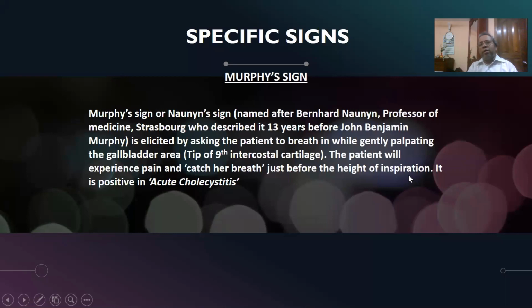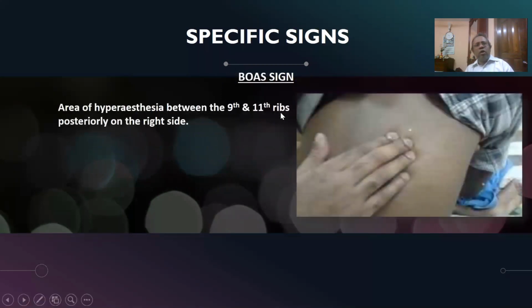Because at the peak of inspiration, there is more contraction of the diaphragm, the liver goes down and comes into more contact with the gallbladder and the finger. So there is more pain. Because of the pain, the patient catches her breath. So it is positive in acute cholecystitis, which is called the Murphy's sign.